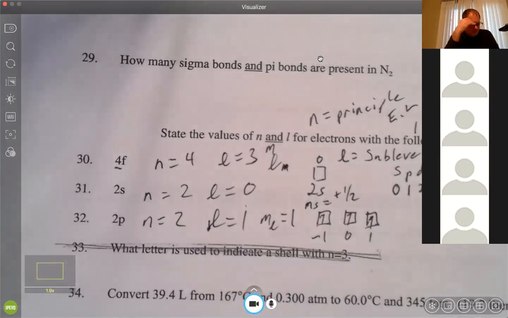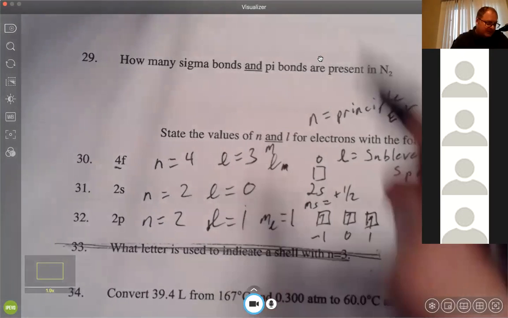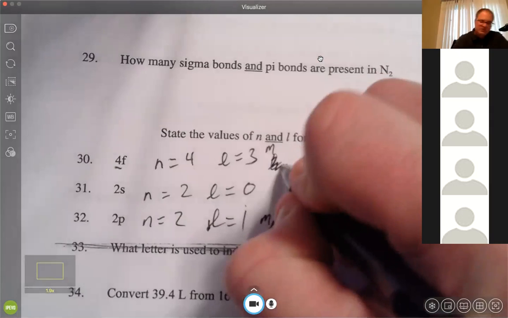So the last two numbers, that's M of L and M of S, right? I said L of M at the beginning because I don't know, morning brain, but it's M of L. Sorry about that.